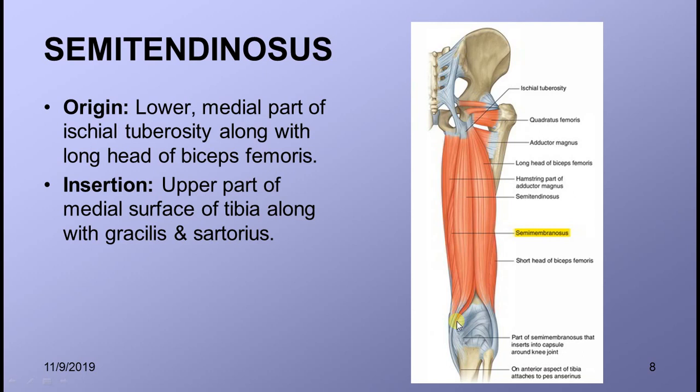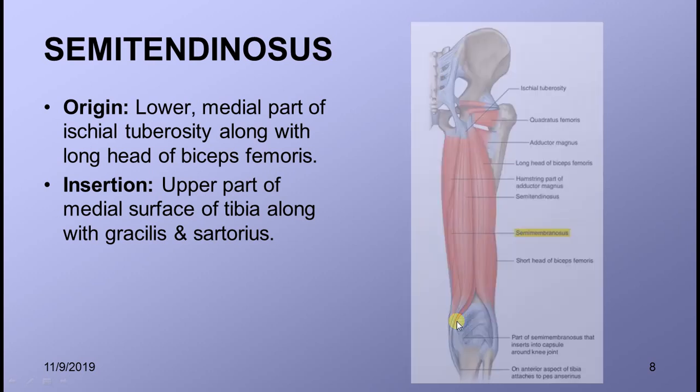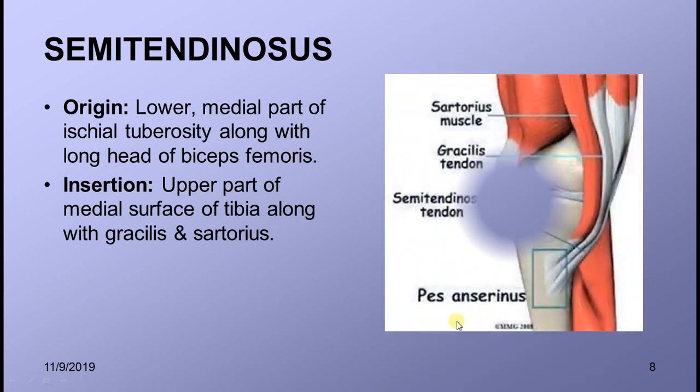So it gets inserted into the medial surface of the tibia, not the medial condyle but the medial surface, the upper part of the shaft of the tibia. Here you are able to see the insertion of the gracilis, sartorius and semitendinosus. They insert like a crow's foot, and that is why it is called pes anserinus. There is a bursa separating this from the bone, which is called the bursa anserina.